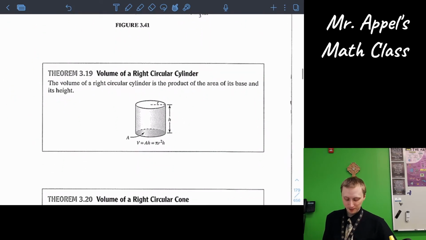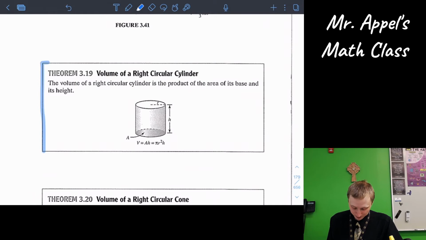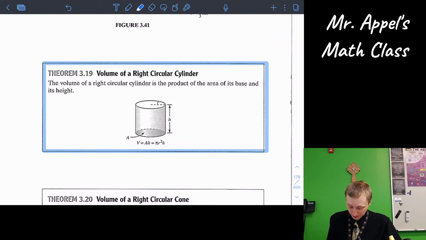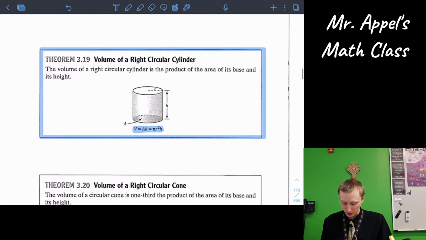And so we have then Theorem 319: the volume of a right circular cylinder is the product of the area of its base and its height, just like with the prism. However, we know the area of its base will always be pi r squared because a cylinder always has a circular base, whereas a prism could have any polygon for its base. We can't generalize quite as far.